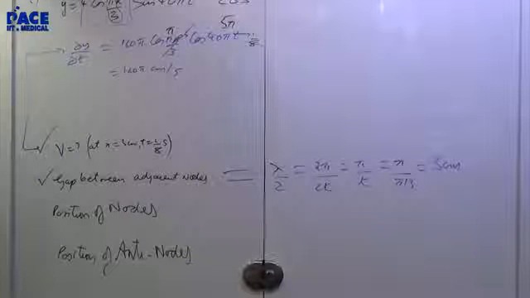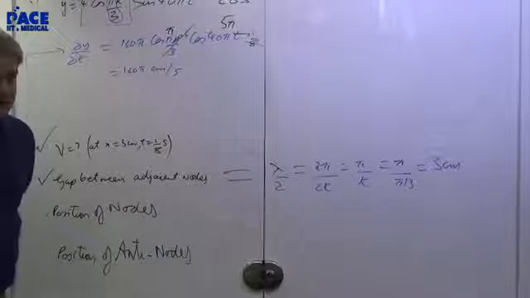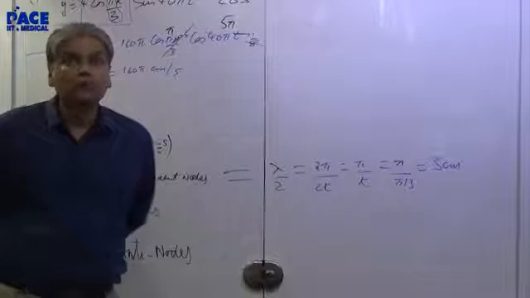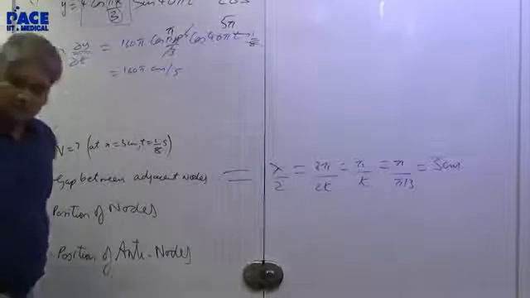What will be the gap between adjacent antinodes? 3. Gap between adjacent node and antinode? 3 by 2. Loop length? 3. That's it.